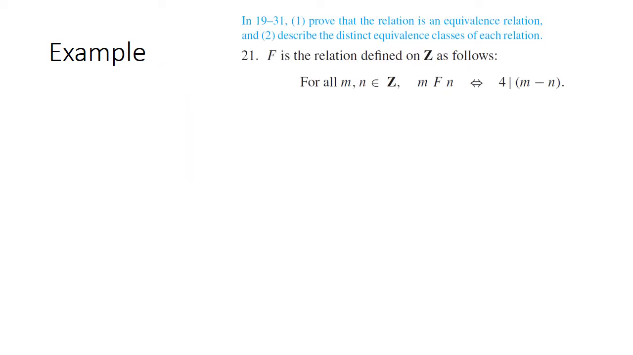Okay, so let's look at this next example here. This one is about congruence mod 4 in this case, and we're calling it F. I guess F stands for 4. So we're going to prove that the relation is an equivalence relation, and then we're going to describe the distinct equivalence classes. Okay, so let's go ahead and try this.